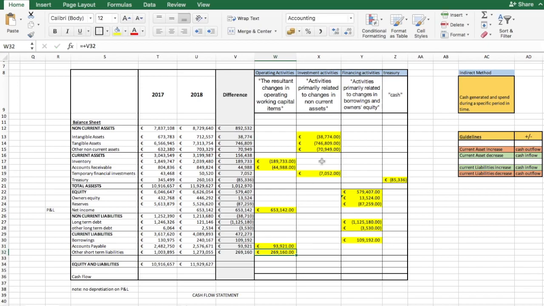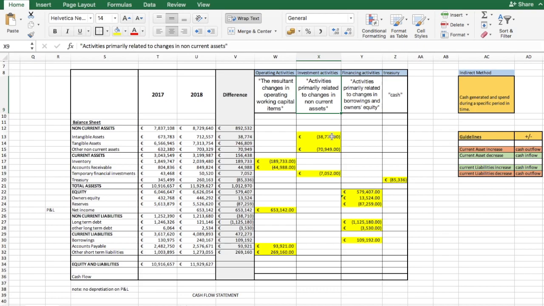So in the second example, I'm going to teach you about the investing activities, which are activities primarily related to changes in non-current assets. So every time a company invests, for example, in property, plant, and equipment, PPE, it's a cash outflow to generate more cash, right? Let's say that a company buys an ice cream machine to sell ice cream.